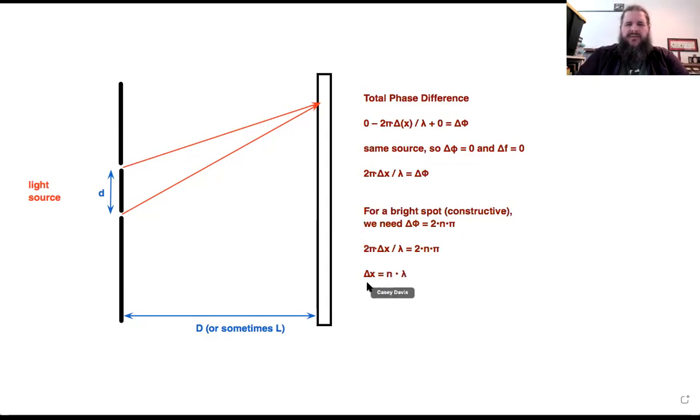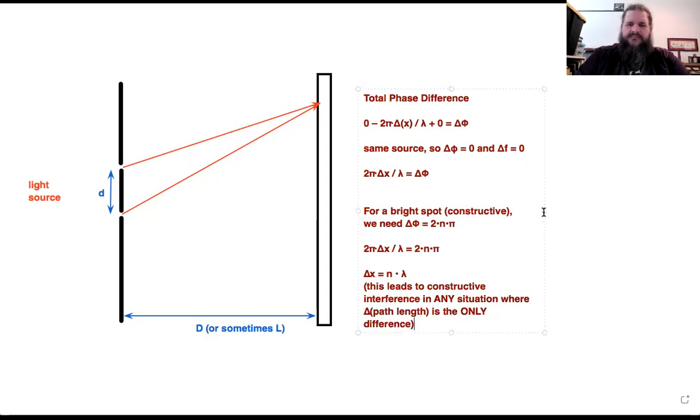So this is really just the requirement to get constructive interference if the only difference between the two waves is they're traveling different distances. And note that that's not specific to just the double slit experiment. What we've done so far works for any situation where the only difference is how far the waves travel. This leads to constructive interference in any situation where delta path length is the only difference. Any questions on that so far?